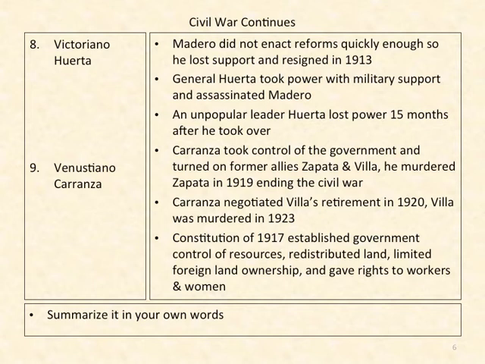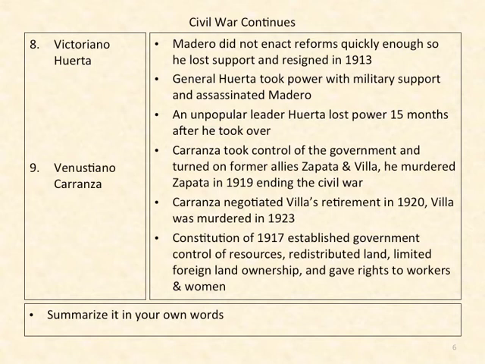Victoriano Huerta is another one. Madero doesn't enact the reforms quickly enough, so he loses support and resigns in 1913. This is when General Huerta takes over, and with military support, he ends up assassinating Madero. He's unpopular, and he loses power after 15 months.